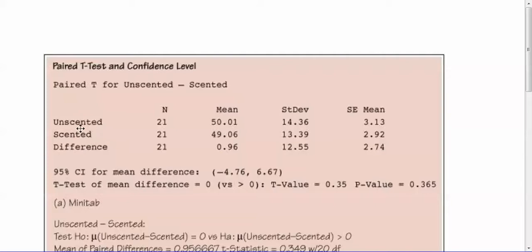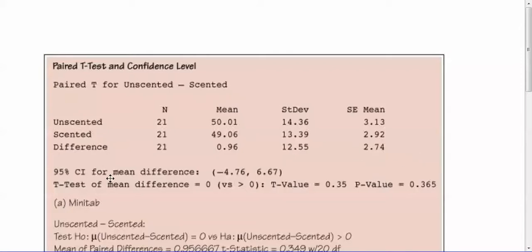And for the trials when it was scented, sample size, sample mean, sample standard deviation, and the standard error, and the differences. So we end up with 21 differences, and this is the mean of the differences. So they calculated all the differences and then took the mean of the differences, the standard deviation of the differences, and the standard error for the mean of the differences.